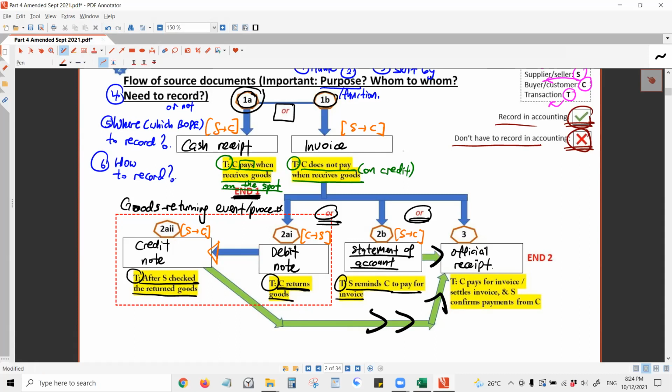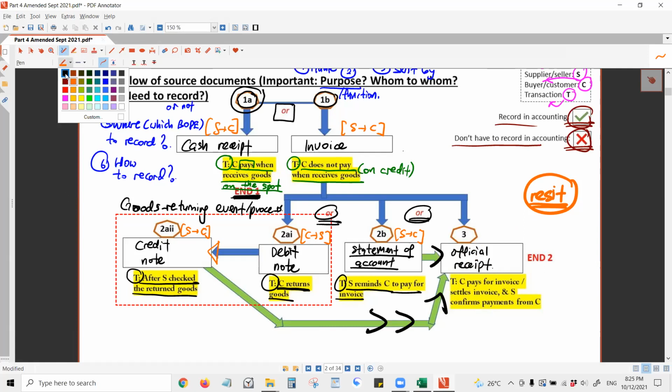I believe this is also a document that you are more familiar with, because in real life, you know the word receipt, right? Whenever you buy something, you ask for what? You ask for receipt, right? So yeah, it's official receipt in English here.